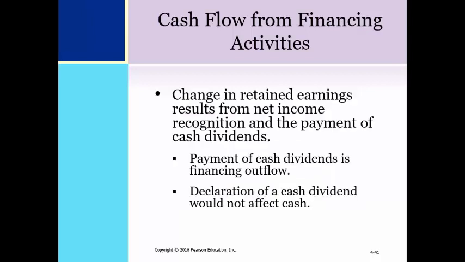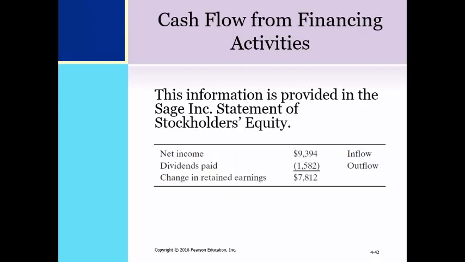The change in retained earnings should also be segregated into the additions for net income and the reductions for net losses and dividends. It is important to note that the dividends paid affect cash rather than the dividends declared. Therefore, only the dividends actually paid are shown on the statement of cash flows under financing activities. This illustration shows that Sage Inc. had net income of $9.394 million and dividends paid of $1.582 million for 2016, resulting in a change in retained earnings of $7.812 million for the period.